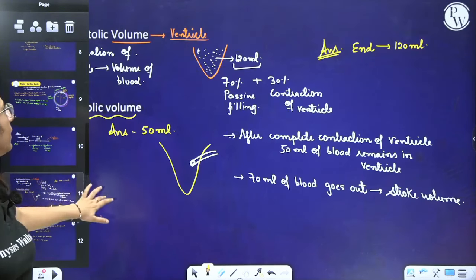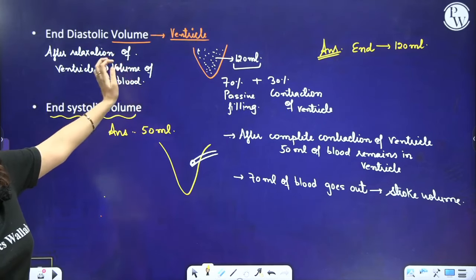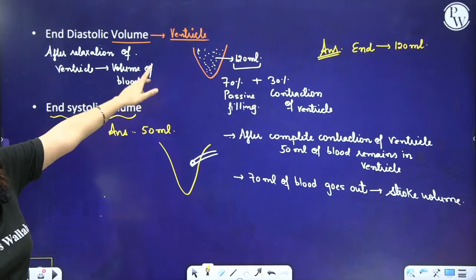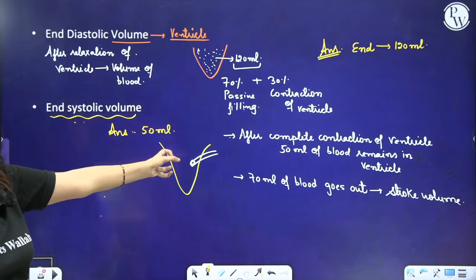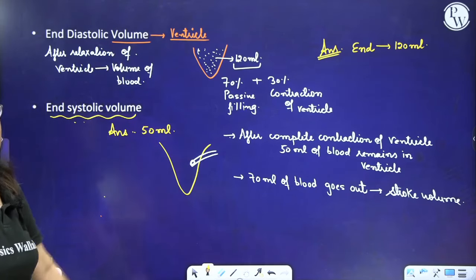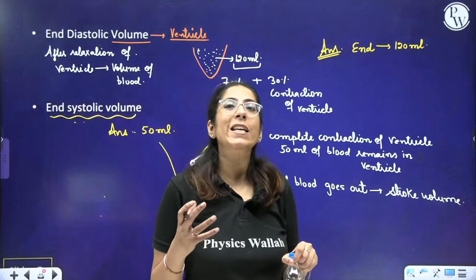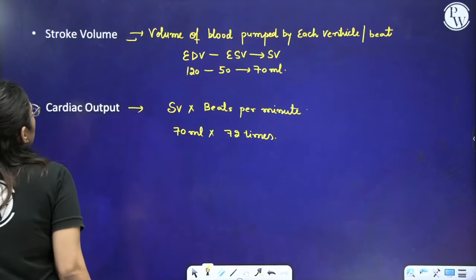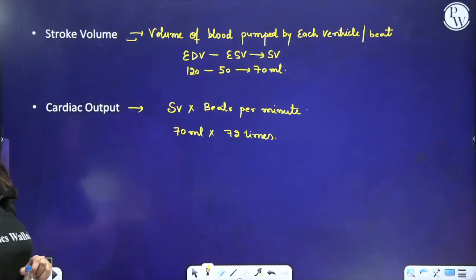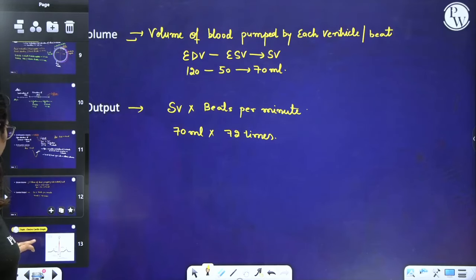So what we have studied till now: the end diastolic volume, that means after relaxation of the ventricle, the total blood present in the ventricle, 120 ml. End systolic, the one which is left after the contraction, systole, with respect to the ventricle. Why do we say with respect to the ventricle? Because the ventricle is the structure which is going to push out the blood. Clear? Now stroke volume is also clear. Hope the cardiac output is also clear. Isn't it interesting? Hope you are finding these topics super duper interesting.